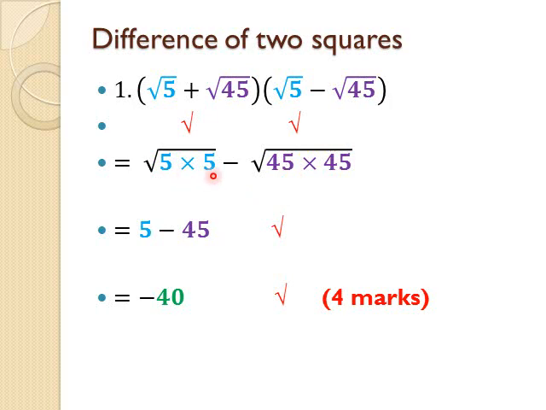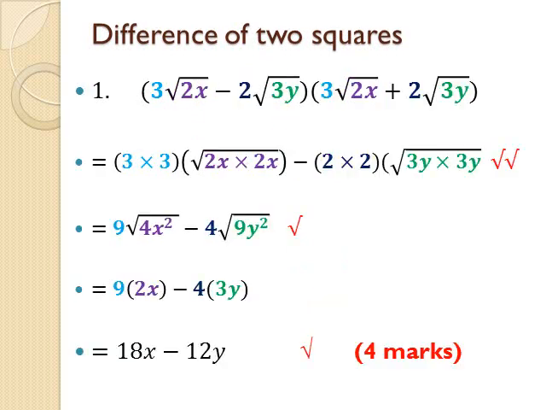5 times 5 is 25. Square root of 25 is 5. 45 times 45, the square root of 45 squared would simply give me 45. Right, 5 minus 45 would then give me negative 40. Right, 1 mark there for correct multiplication each, 1 mark for simplification and 1 mark for the answer.